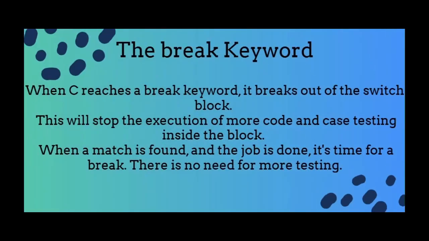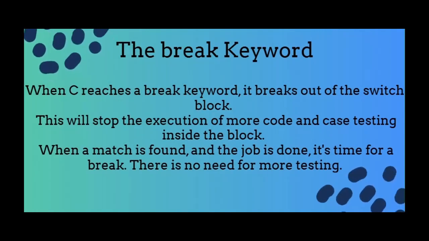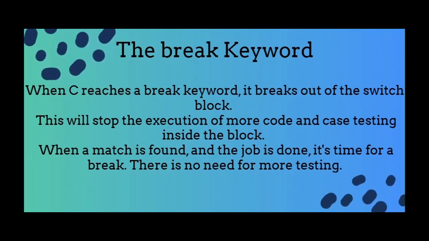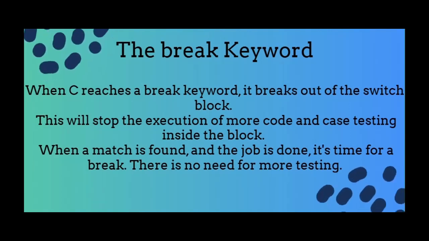The break keyword. When C reaches a break keyword, it breaks out of the switch block. This will stop the execution of more code and case testing inside the block. When a match is found, and the job is done, it's time for a break. There is no need for more testing. A break can save a lot of execution time because it ignores the execution of all the rest of the code in the switch block.